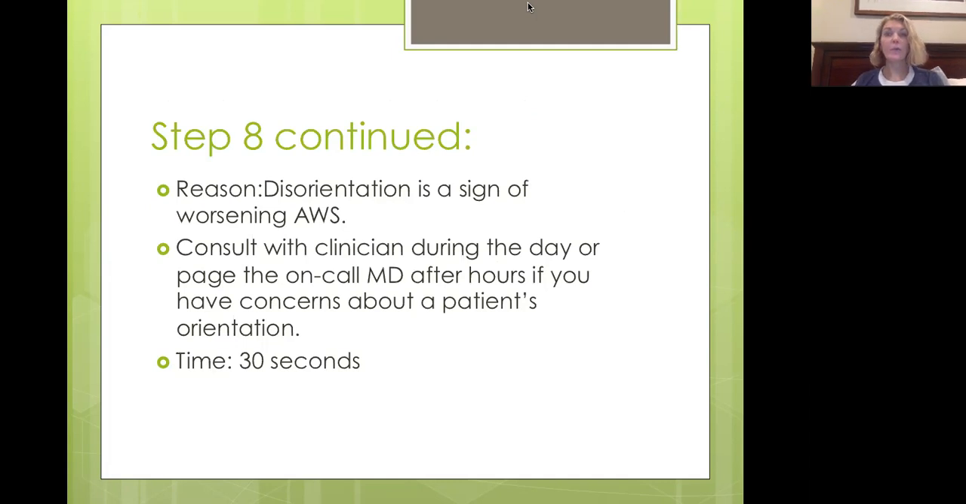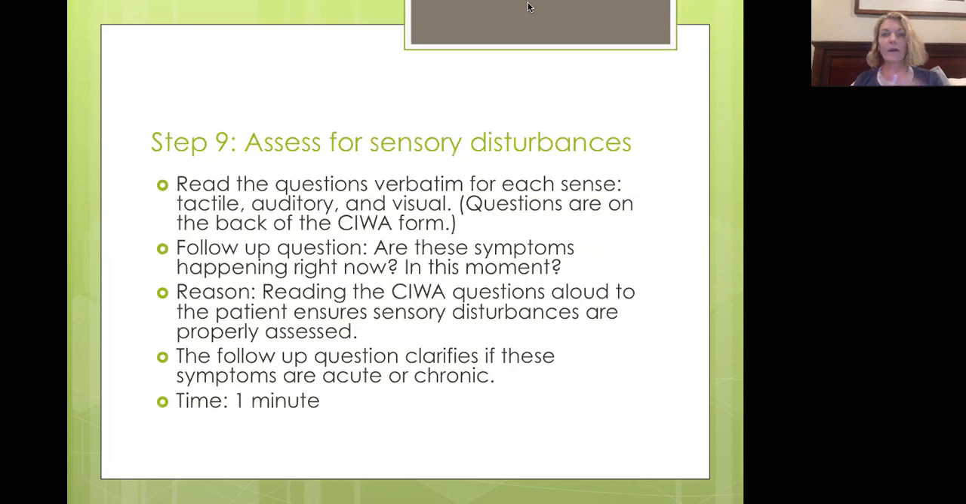We'll take you a little bit longer. Step 9, you want to assess for sensory disturbances. So when you do this, you want to read the questions verbatim for each sensory disturbance: tactile, auditory, and visual. And the questions for each of these are on the back of the CIWA form.